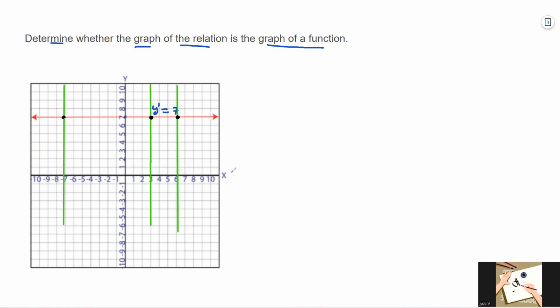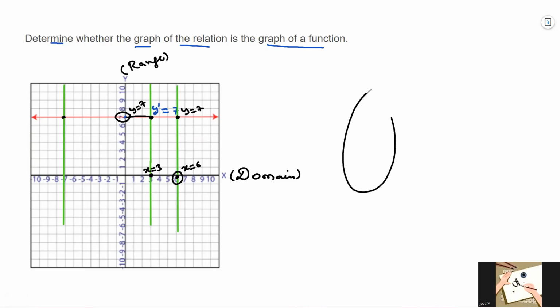What does this mean? Every element on the x-axis is an element of the domain set. And every element along the y-axis is an element of the range set. So for a particular element in the domain set, say for example here x is equal to 3, there is a distinct value of y, that is y is equal to 7. When x is 6, then the value of y is 7.